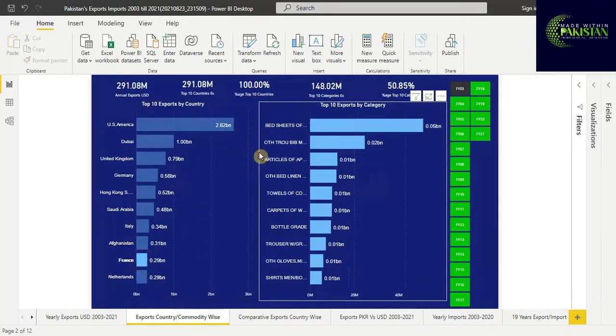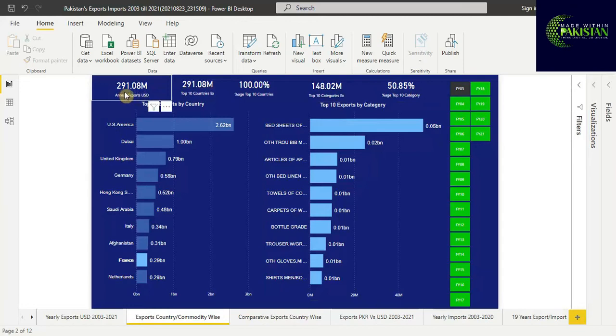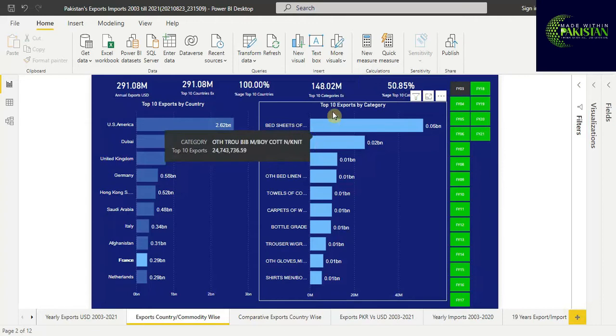France, total exports 291.08 million. Top 10 commodities contributed 148.08. 50.85% means half of the exports to France were from these top 10 commodities. And the products are textile related crops.